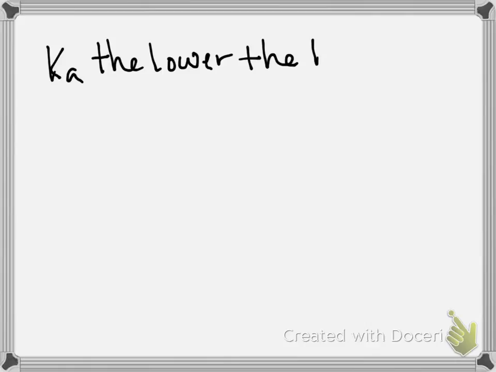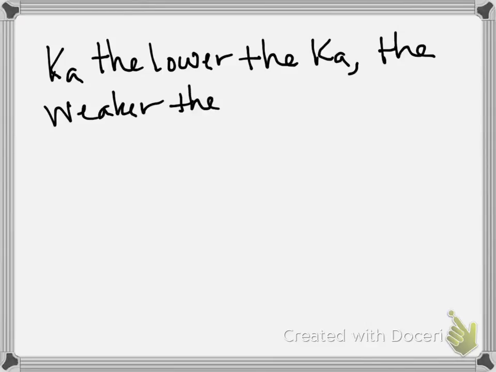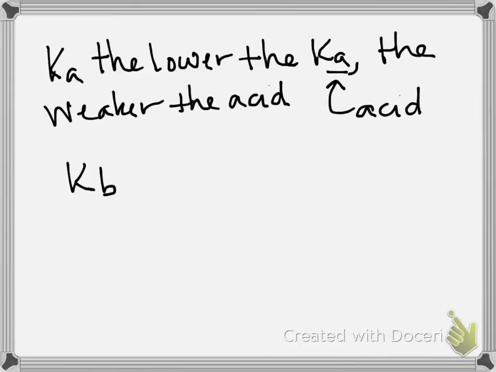Weak acids have Ka values that dictate their strength. So the lower the Ka, the weaker the acid. Same thing goes with base. The lower the Kb, the weaker the base. The A stands for acid. With Kb, you'll have a B, and that stands for base.